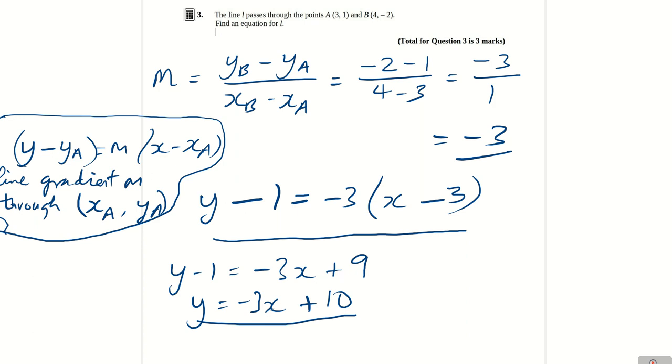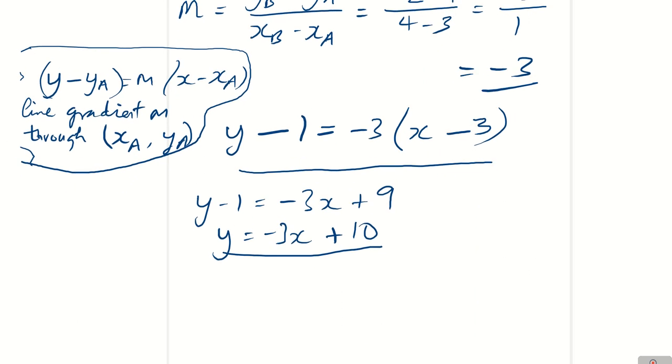And that's an alternative way of writing the equation of the line. And another way of writing it, which they sometimes ask for, is to bring the x's and the y's and the numbers all onto one side. So you could also write it as 3x plus y minus 10 equals 0. And that's yet another way of writing the equation of the line.